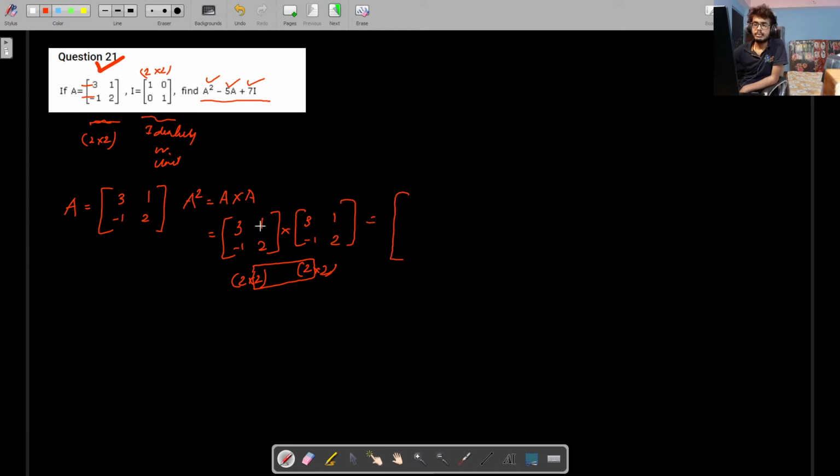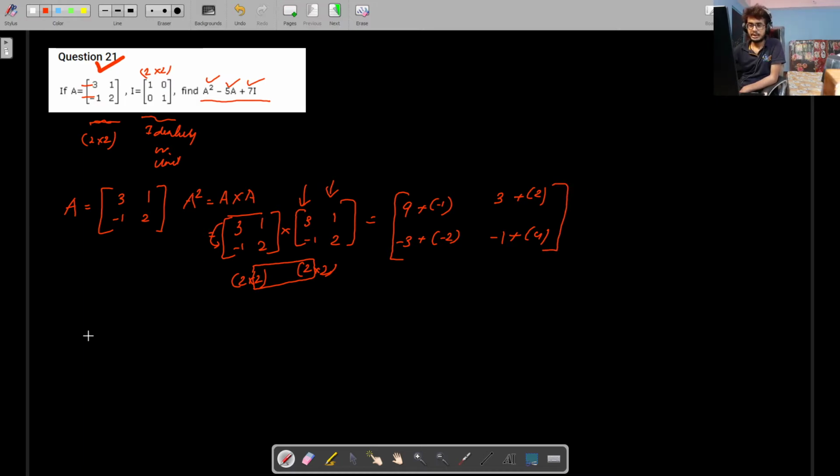So we follow the row-column approach. Take the row of the first matrix and the column of the second matrix. 3 3s are 9 plus 1 into minus 1, minus 1. Then we change the column. 3 1s are 3 plus 1 into 2, 2. Then we change the row of the first matrix. Minus 1 into 3, minus 3 plus 2 into minus 1, minus 2. Minus 1 into 1, minus 1 plus 2 into 2, 4. So we get a matrix something like this.